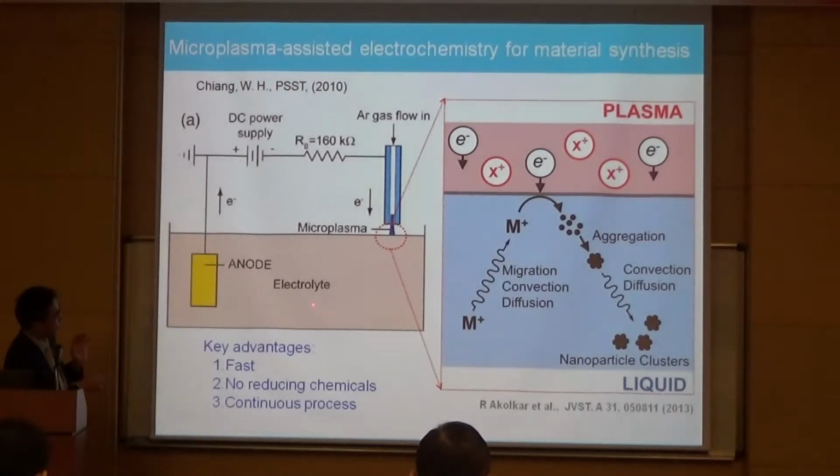For example, if in the electrolyte we have metal ions, they can diffuse or convect to the interface of the plasma and liquid. At this moment, the metal ions will accept the high energy electrons that come from the plasma, and the redox reaction forms. During the redox reaction, the metal ion can form metal atoms, and they can aggregate to form metal clusters and continue to grow through nucleation. Finally, we can grow metal nanoparticles by this new technology.